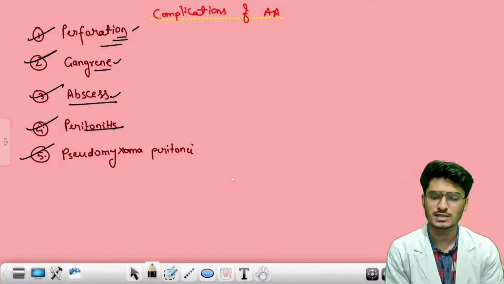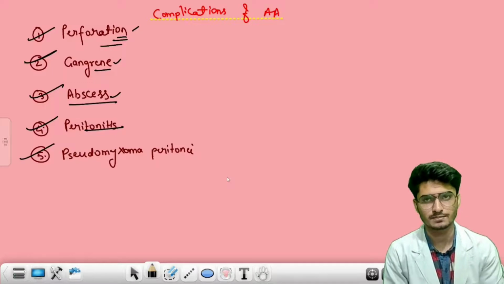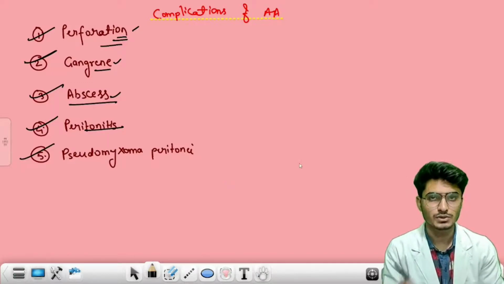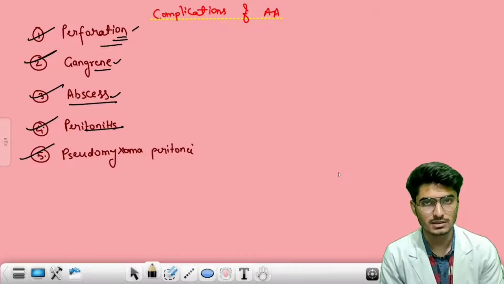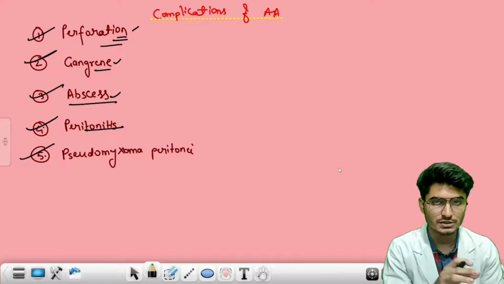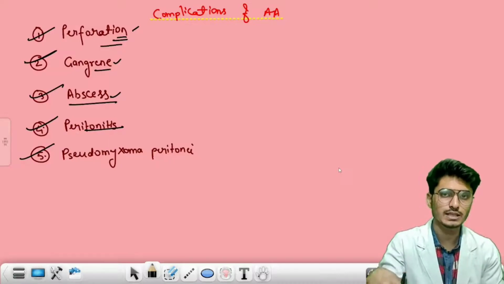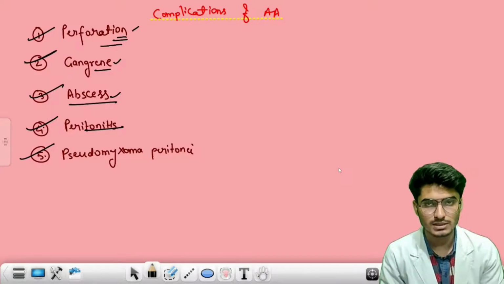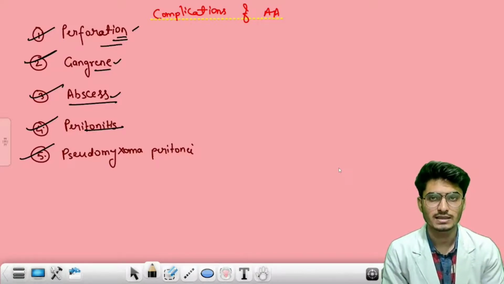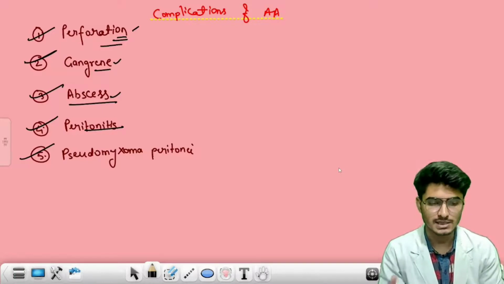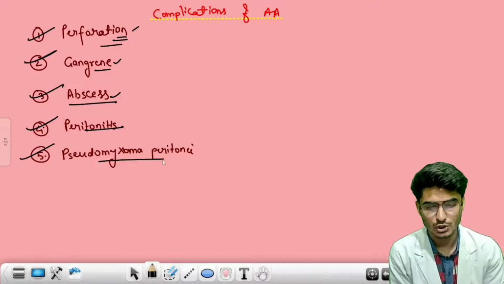We will discuss the last complication, pseudomyxoma peritonei, which is caused by a carcinoma of the appendix, that is, mucinous adenocarcinoma of the appendix. If this carcinoma metastasizes from the appendix to the peritoneum, it causes production of mucus and a jelly-like substance that is trapped in the peritoneum, causing the symptoms of pseudomyxoma peritonei.